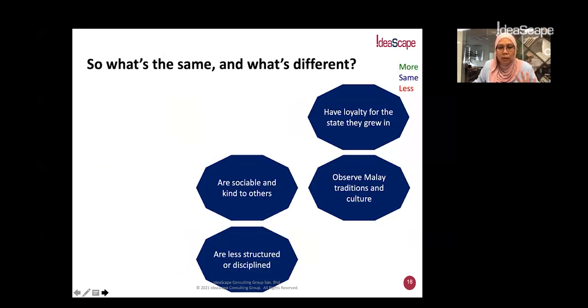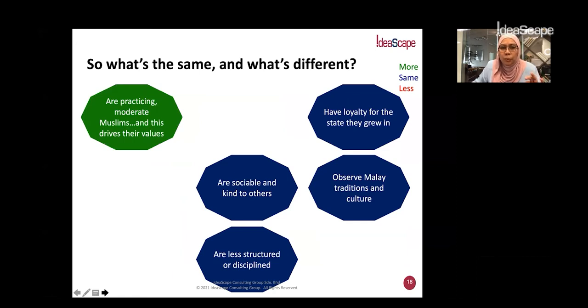So what's the same, pretty much, if we compare before and now? We are still loyal. The sense of brotherhood is still very strong. We are still very sociable and kind. We observe traditions and culture, still very much. We are still resisting and being suffocated by discipline or structure. But we're getting more and more Islamic. That's a wave of Islamic revival coming to Malaysia. We're seeing more and more people adopting and becoming more religious. And you will see the impact of this in some of the segments I'm going to talk about later, yeah?